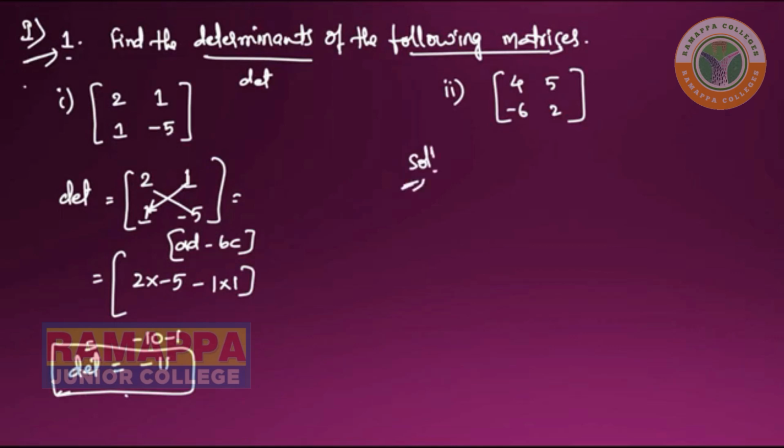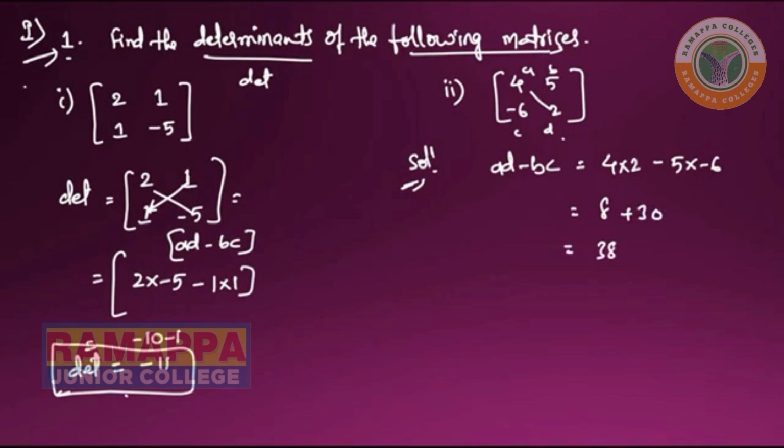What do we have to find? The determinant. The determinant is ad minus bc. So 4 into 2 is 8, minus 5 into minus 6, which is 8 plus 30, equal to 38. This is the determinant of the second question.